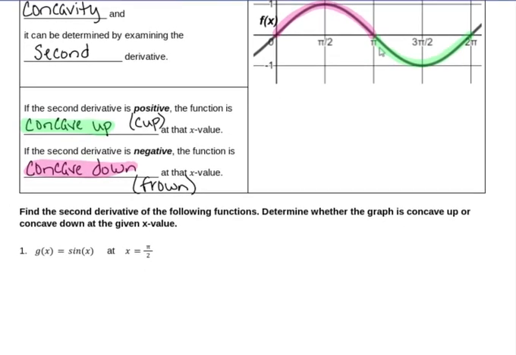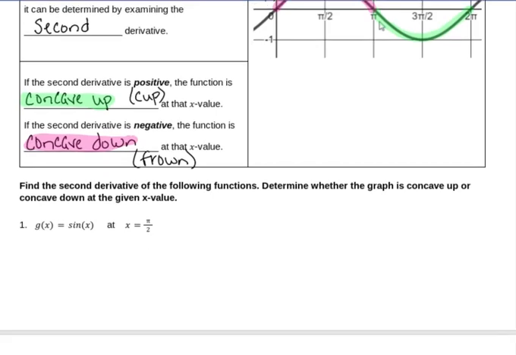So let's take a look at an example here. Find the second derivative of the following functions. Determine whether the graph is concave up or concave down at the given x value. In order to do this, we have to find the first derivative first. So g prime of x is going to equal cosine of x. Then we need to find our second derivative. So we're going to do g double prime of x. The derivative of cosine is going to be negative sine of x.